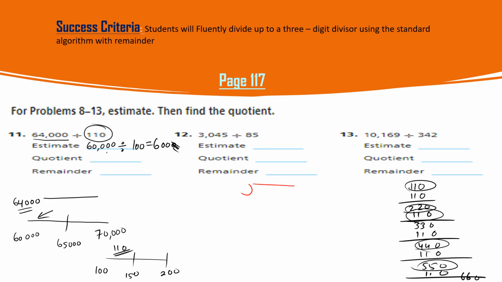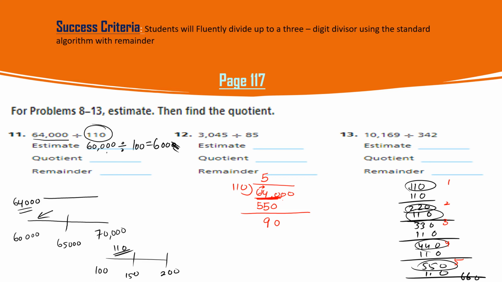So we will write here 64,000 and outside we write 110. We will take the 3 digits. So 3 digits I will have here. So it is 1, 2, 3, 4 and 5. So I know that 5 times 110 gives me 550. I will not take the bigger number. Subtract. So 14 minus 5 will give me 9.